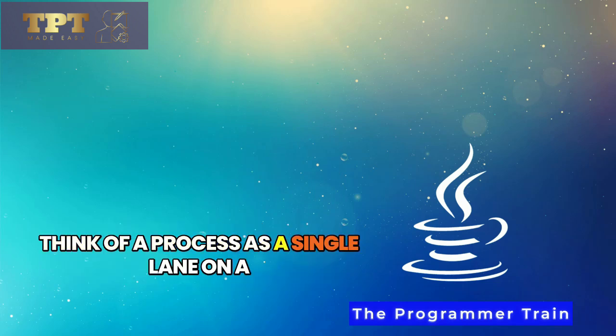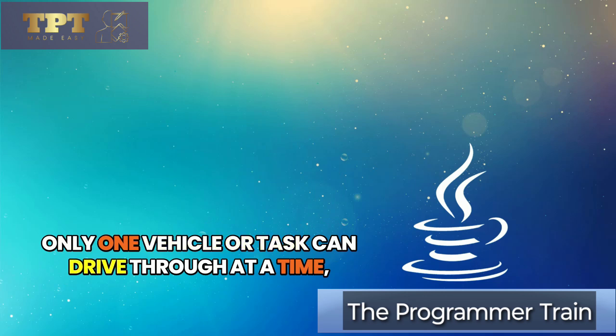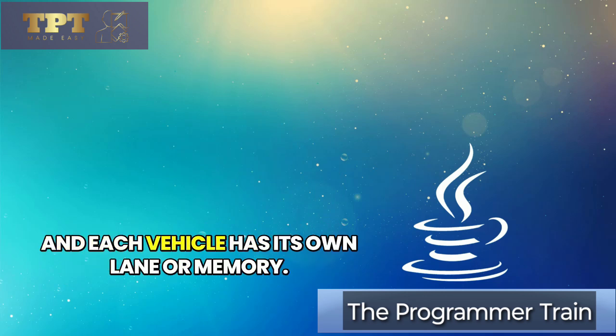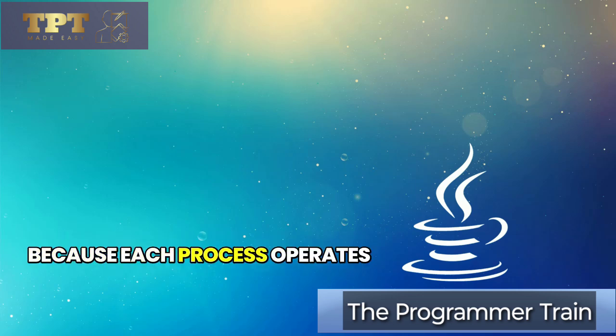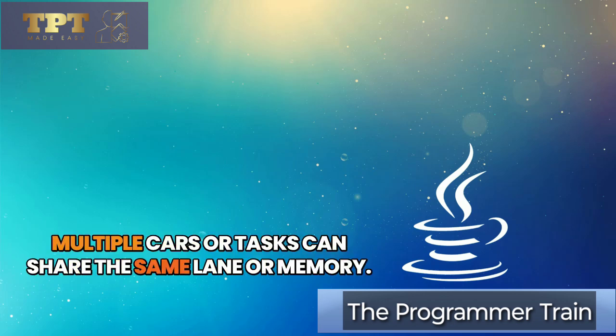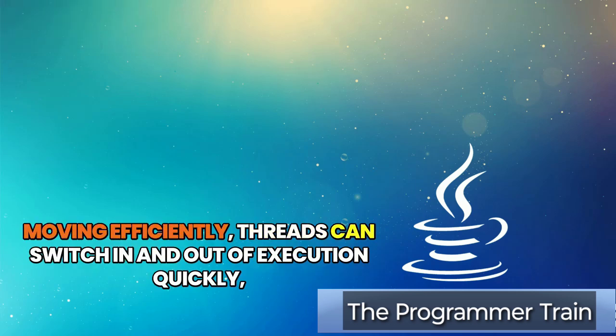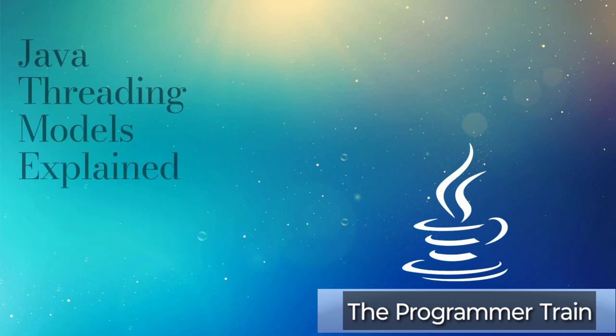Think of a process as a single lane on a highway. Only one vehicle or task can drive through at a time, and each vehicle has its own lane or memory. This is slower and more resource-intensive because each process operates independently. A thread is like a car on the highway. Multiple cars or tasks can share the same lane or memory, moving efficiently. Threads can switch in and out of execution quickly, making multitasking much more efficient.